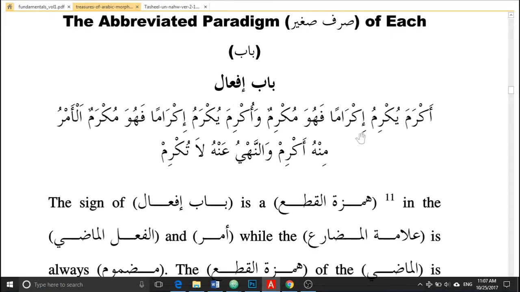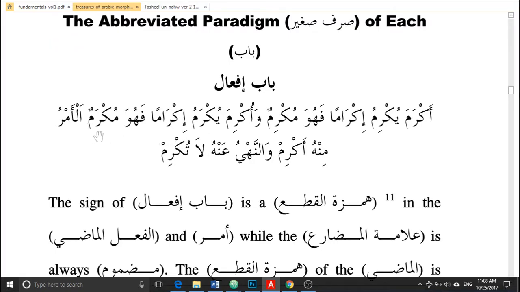So akrama yukrimu ikraman, fahuwa mukrimun. So mukrimun is the fa'il. Wa ukrimu yukramu ikraman. So this is the majhul. Ukrimu, yukramu, both are majhul, past tense and future tense. And akrama is the mazi ma'ruf, it's not majhul. Yukrimu is the mudari, and ukrimu is the past tense mazi majhul, and yukramu is majhul and also mudari. So ikraman is also masdar.